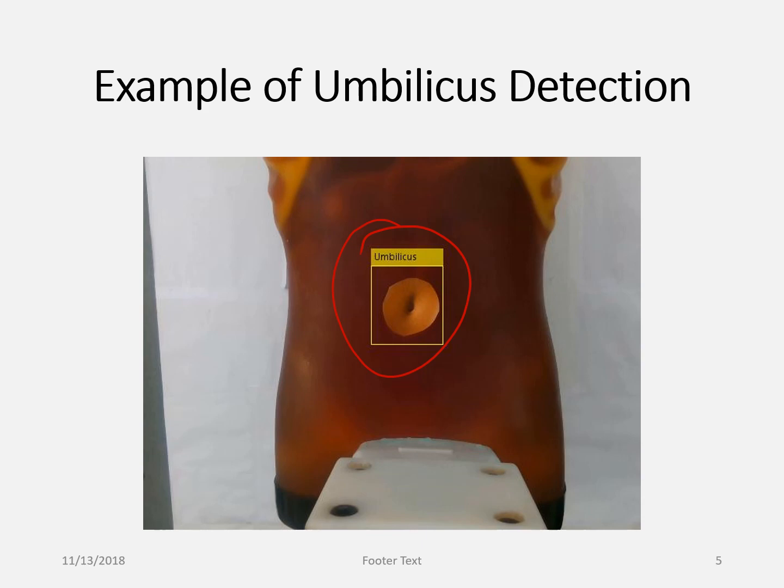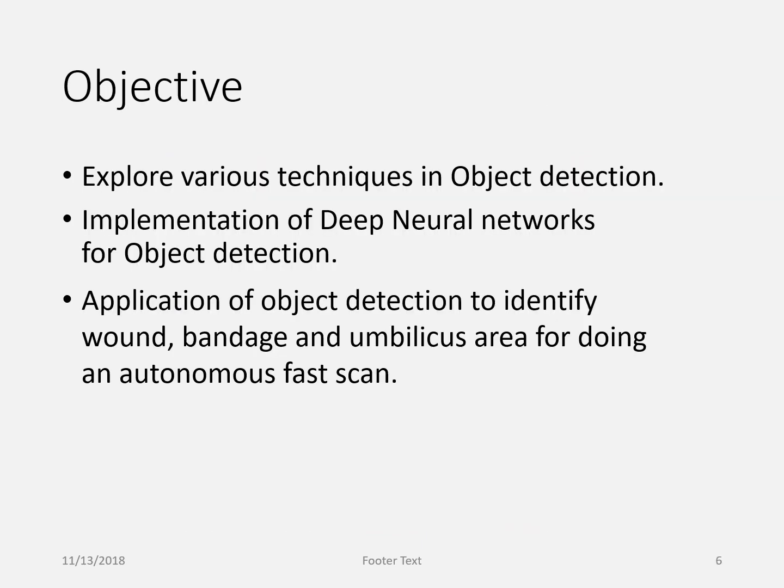Now we also don't want the ultrasound probe hitting the patient in a wounded region or on a bandaged region, and that is why we need to detect wounds and bandages as well. That is how we propose that the aim of this problem is then to detect the umbilicus, wound and bandages accurately. Now Darshan will take over.